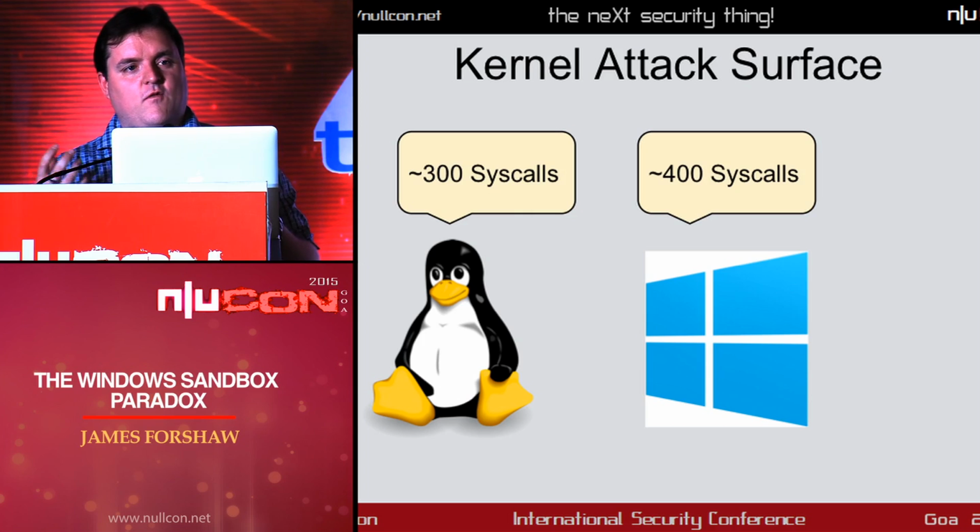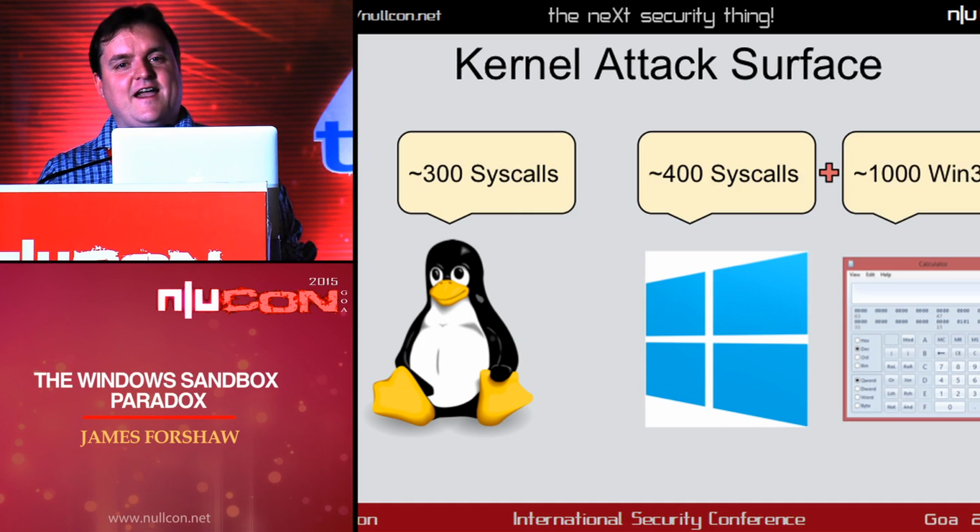Of course, on Windows, some of these functions are completely undocumented, which makes it harder to reason about whether these functions are actually dangerous or not. But of course, Windows doesn't stop there. It's not just 400 system calls. It also includes the APIs for handling the windowing system. And that adds another 1,000 on top. And 1,400 system calls is a pretty high number.